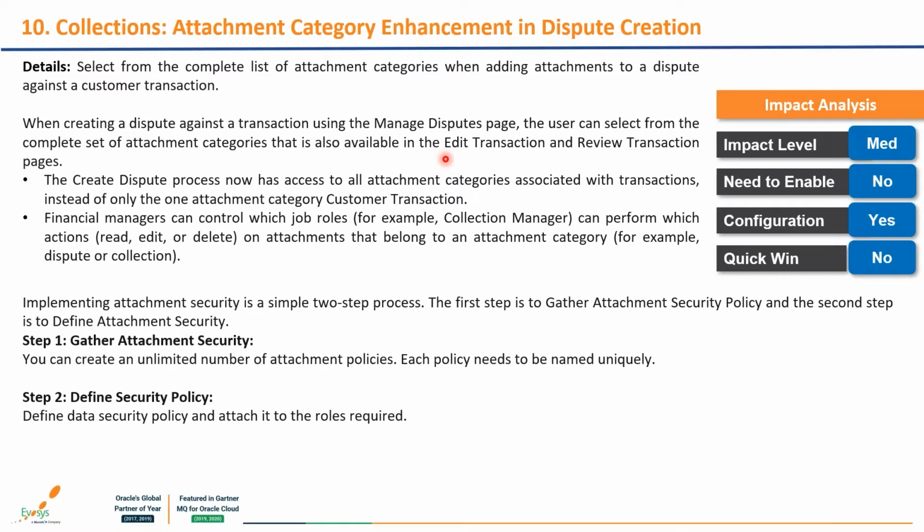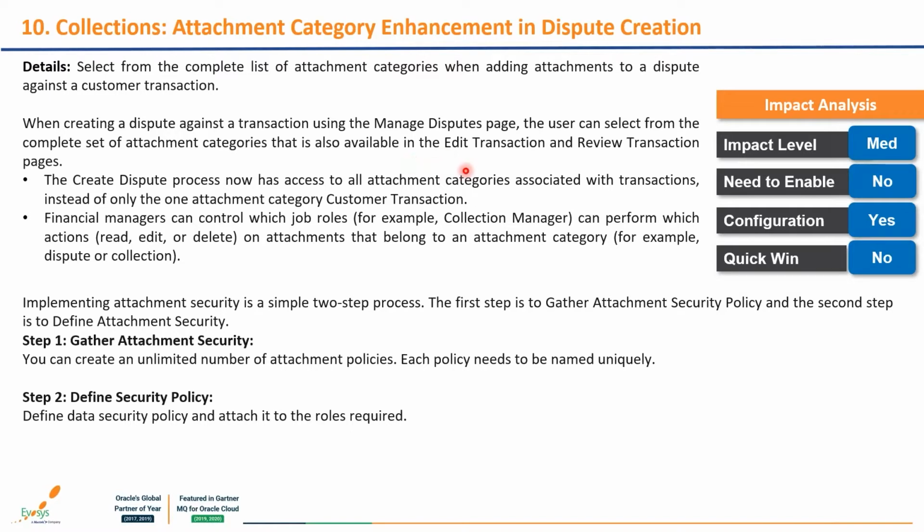able to select only one category. That was customer transaction only. But with this update, we'll be able to access all the attachment categories available for a particular transaction. It can be dispute, it can be collection, it can be customer transaction, it can be anything else. So now we have access to all the attachment categories while adding an attachment on the create dispute page.